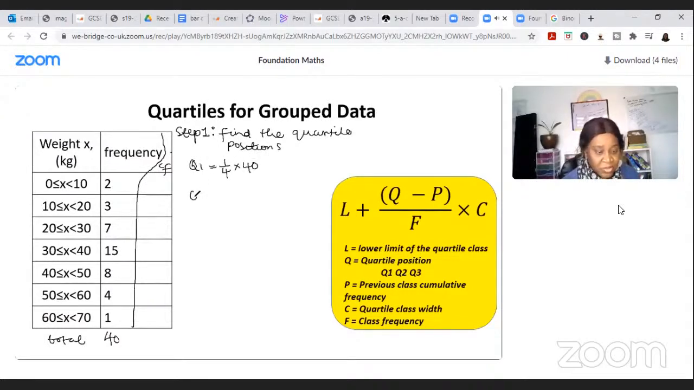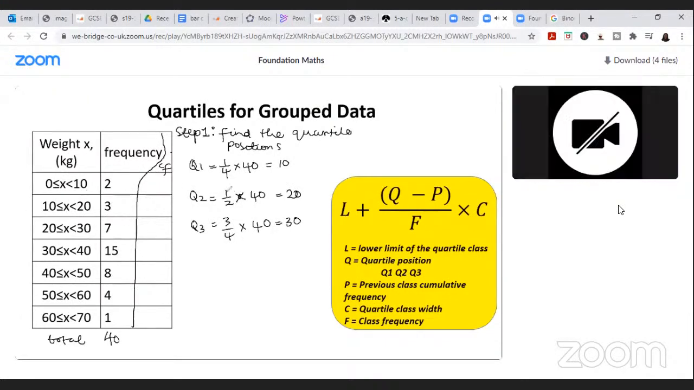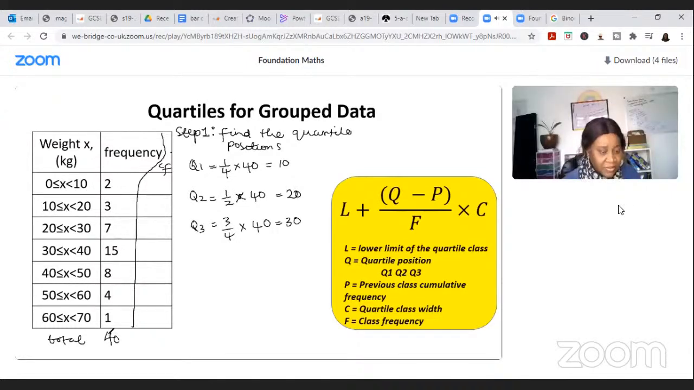Okay, so for the quartile positions, the first quartile Q1 would be equal to 1/4 of that 40, Q2 would be equal to half of 40, and Q3 would be equal to 3/4 times 40. So this is equal to 10, this is equal to 20, and this is equal to 30. So let's make a cumulative frequency table so that we can get the quartile groups. Pardon? How did you get 40? The total frequency, okay.